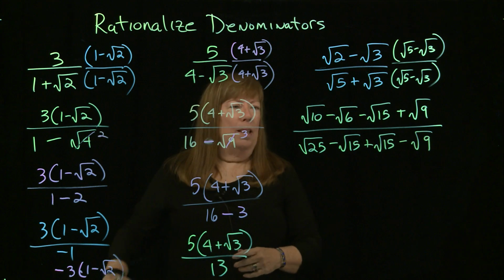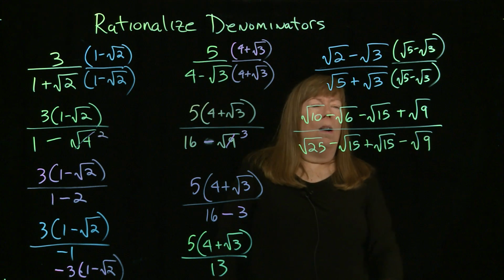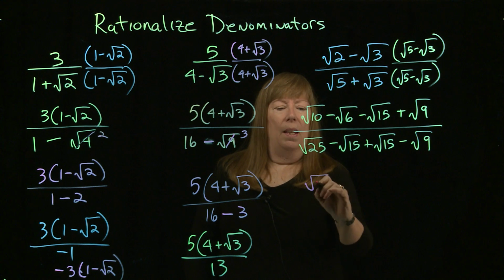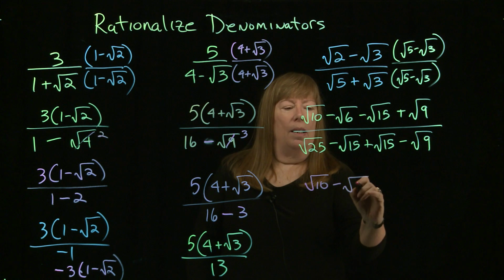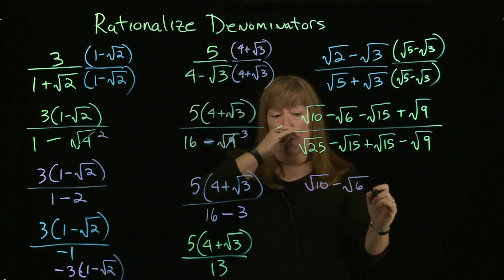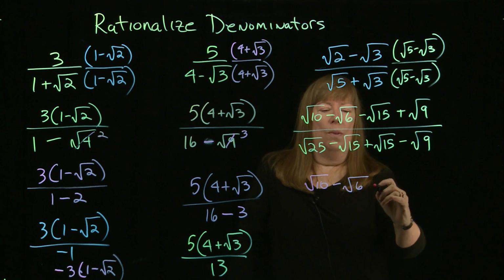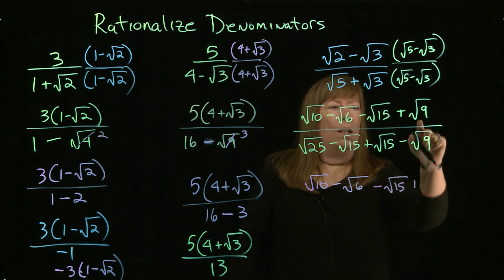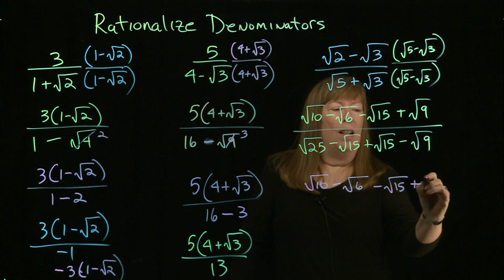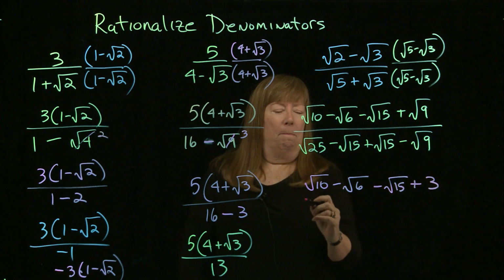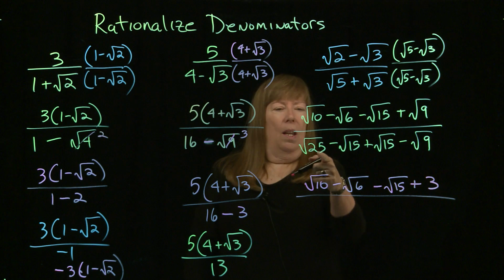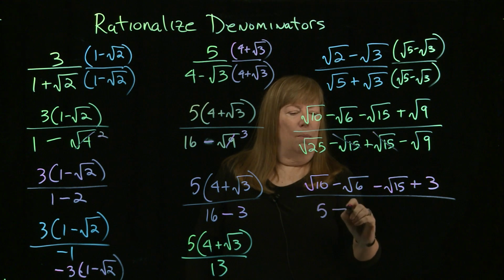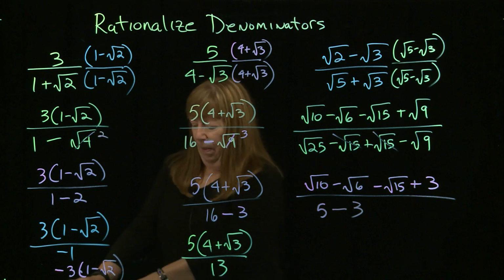All right, little cleanup. On the top, I don't see anything we can do up there. Negative 10 minus, square root of 10 minus square root of 6 minus square root of 15. Well, that's one thing we can do. The square root of 9 is 3. All right. Over square root of 25 is 5. These two knock each other out, minus 3.